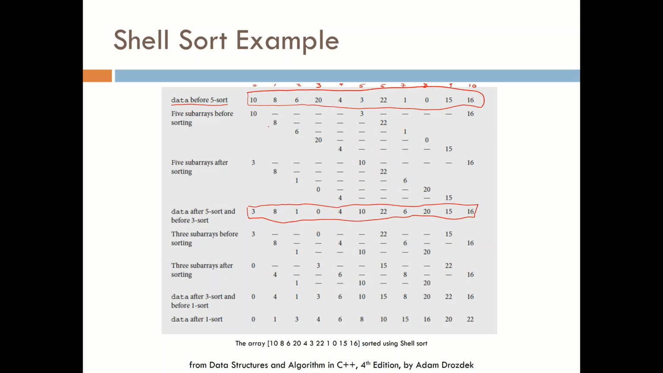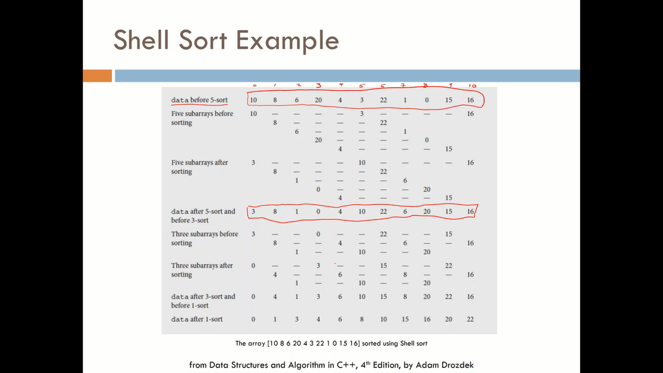We don't return to the original array. We're going to do a 3 sort, which means we're going to sort the elements that are every 3rd index. So 0, 3, 6, and 9. We'll sort those, and then we'll sort the values at 1, 4, 7, and 10. Then we'll sort the values at 2, 5, and 8.